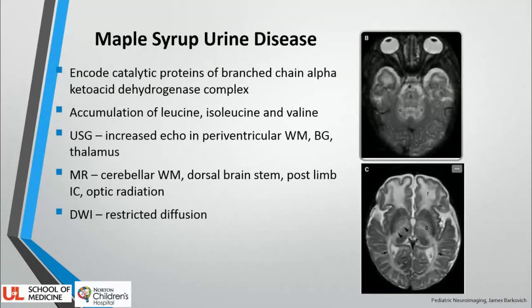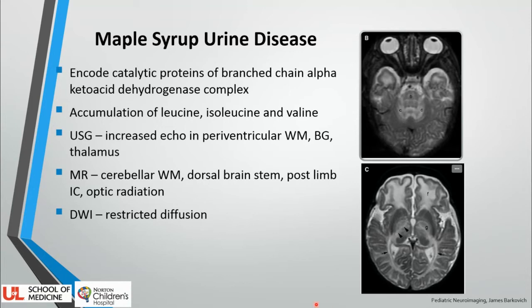Enzyme deficiency in maple syrup urine disease results in accumulation of leucine, isoleucine, and valine. This is one of the only metabolic white matter disorders where ultrasound is useful because patients present in the early neonatal period. On ultrasound, there is increased echogenicity in the periventricular white matter, basal ganglia, and thalamus.